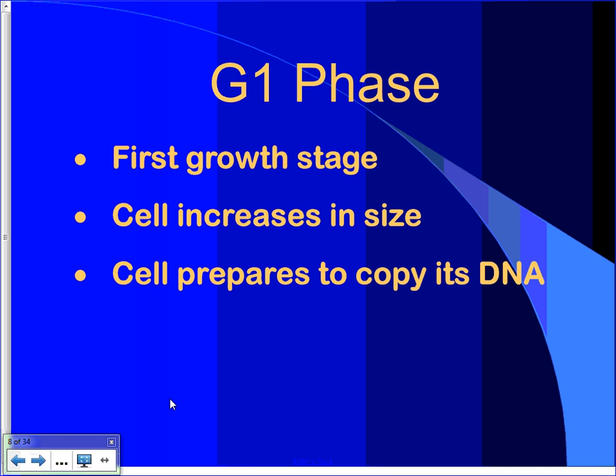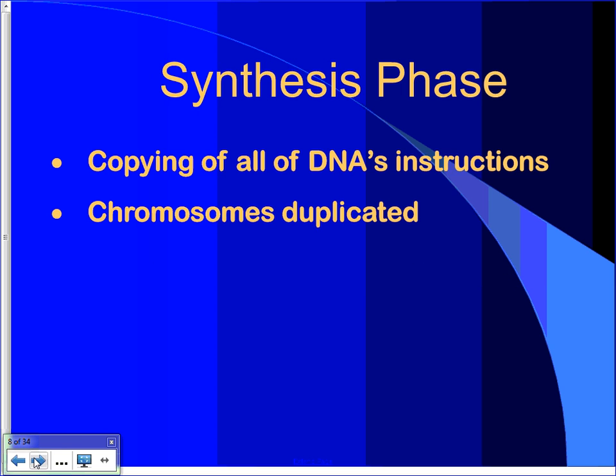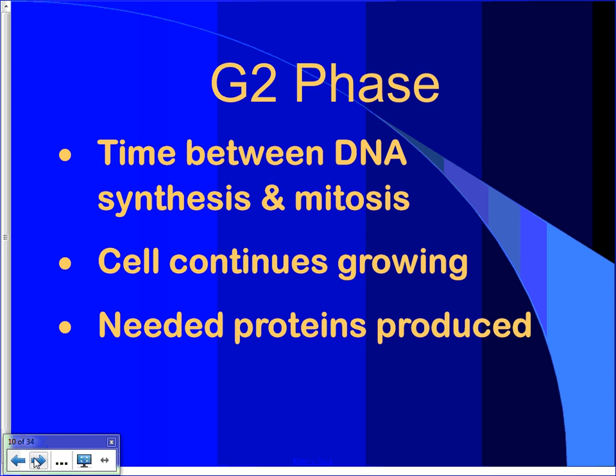So looking at some of these stages, during the G1 phase, this is where the cell will start to grow. It increases in size, and it prepares to copy its DNA at this point. During the synthesis phase, we've already talked about DNA replication and how DNA replication occurs. Well, that's where this will happen in the synthesis phase, and the chromosomes are essentially duplicated. The G2 phase is between the synthesis and mitosis. The cell continues to grow, and it makes proteins needed for cell division.